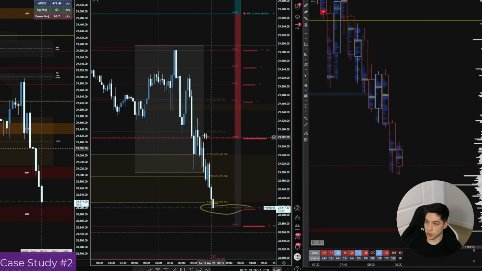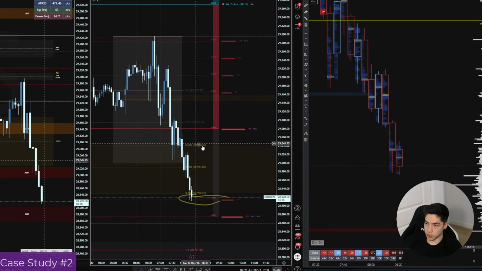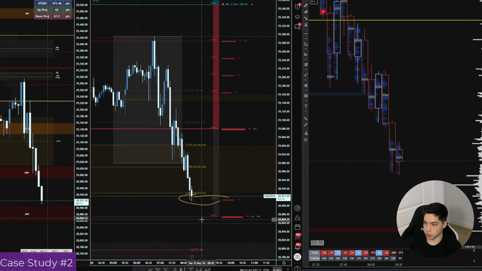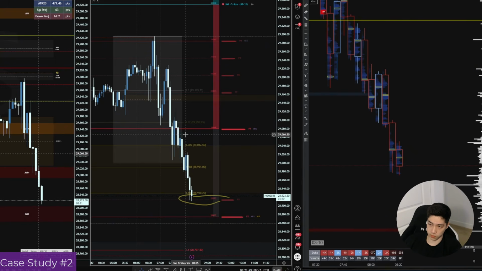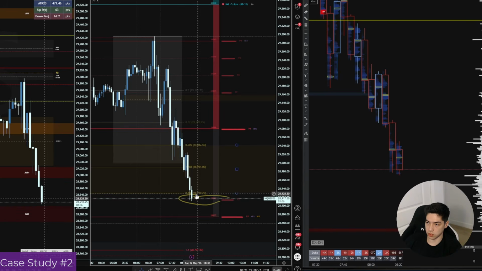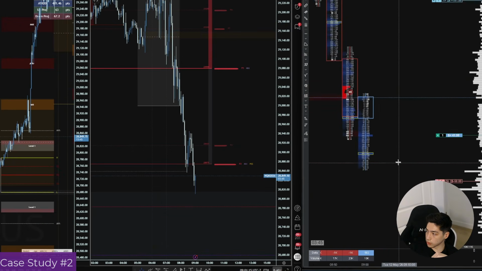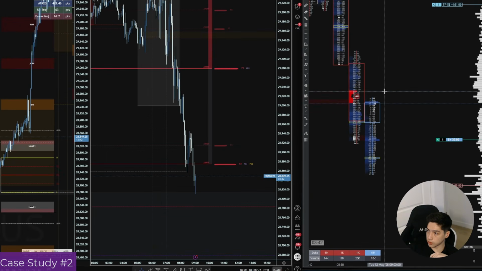Now, once we started accepting below the original put wall and then the put wall changed to 28,875, this became the draw of the day. So any type of long positions, once we were below here, we're kind of off the table. We were just looking for a continuation lower. So I entered long right here. I'm looking for buyers to reclaim the put wall.